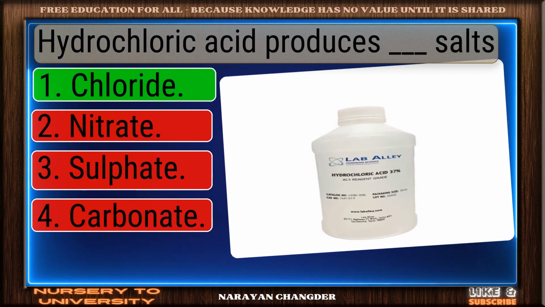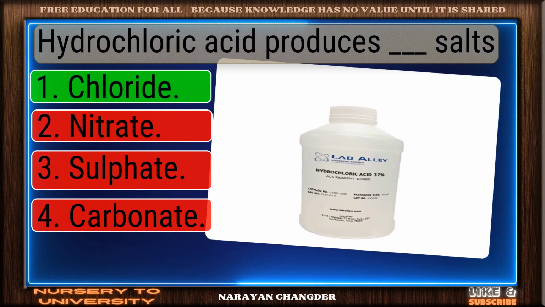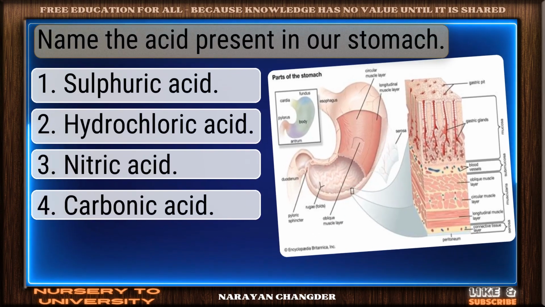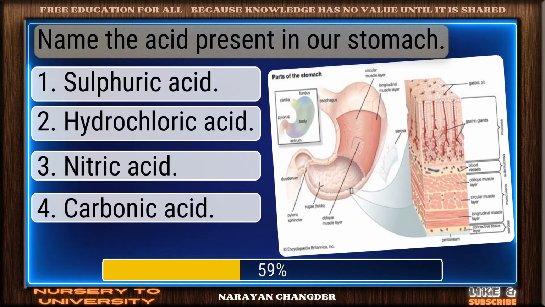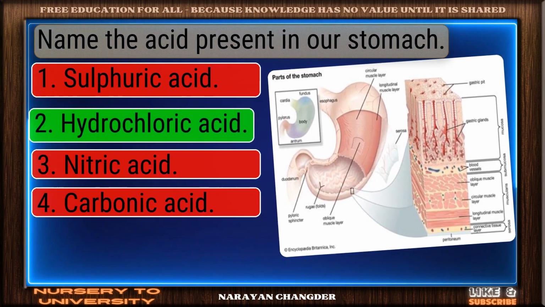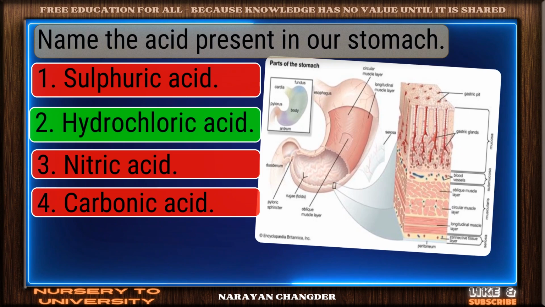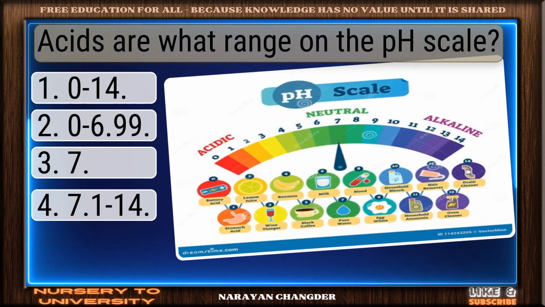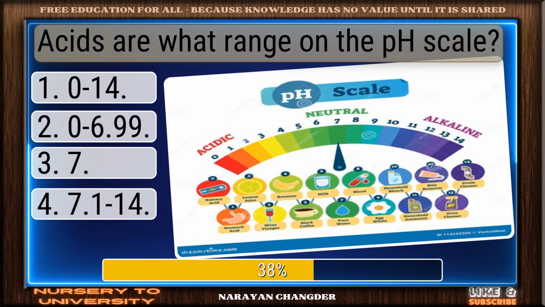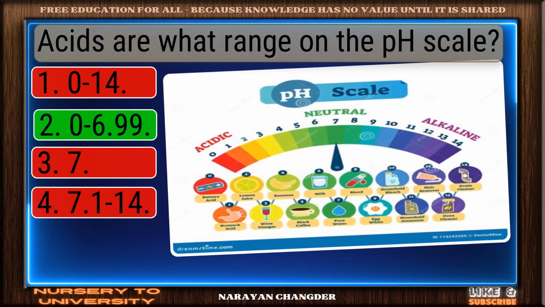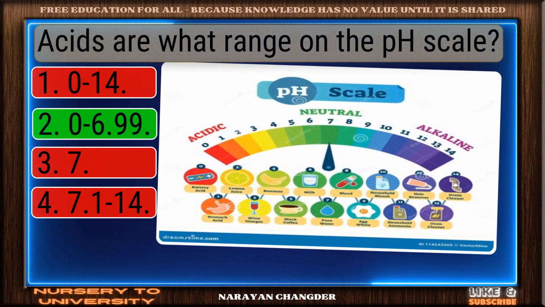Clear logic. Your choice chloride is sound and 100% true. Question number 59. Name the acid present in our stomach. Right again. Hydrochloric acid is a valid answer. Question number 60. Acids are what range on the pH scale? Solid response. 0 to 6.99 is a valid choice.